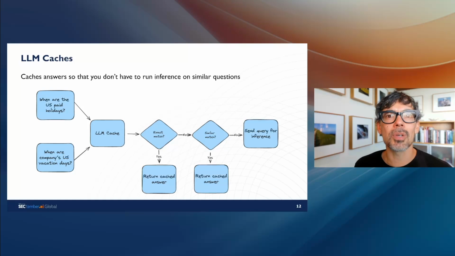So in this case, we have an example, what are the US paid holidays, which you can see is going to be very similar to someone saying, when are the company's US vacation days? In both cases, you could generate embeddings, and they're going to be very, very similar embeddings.